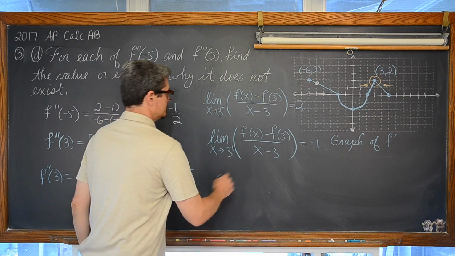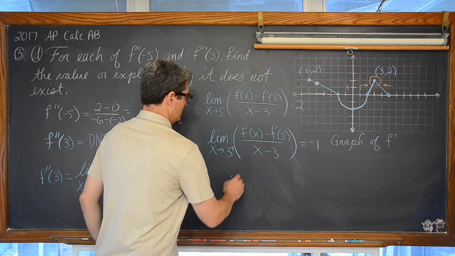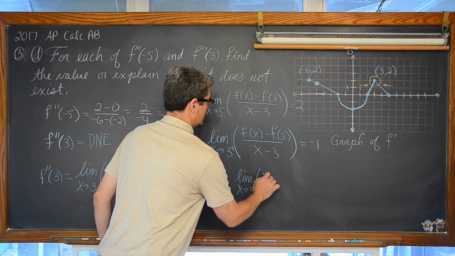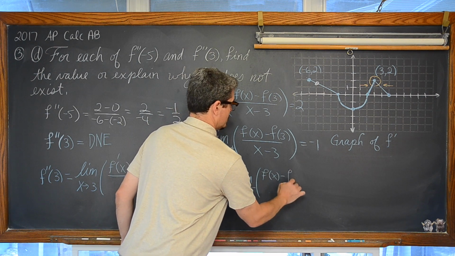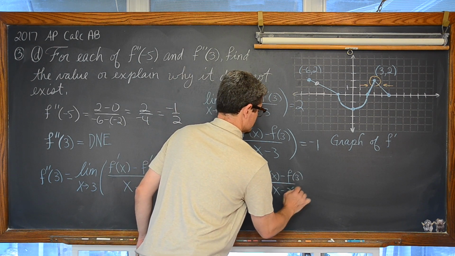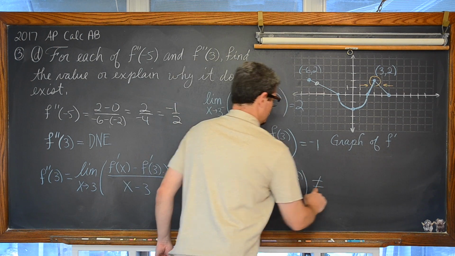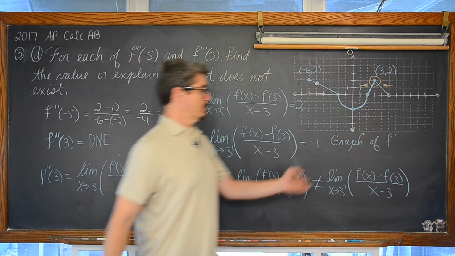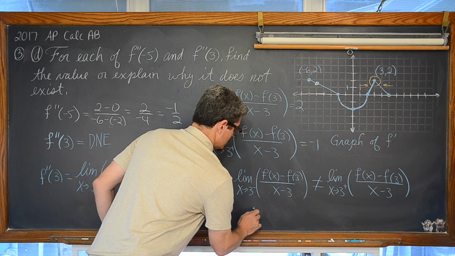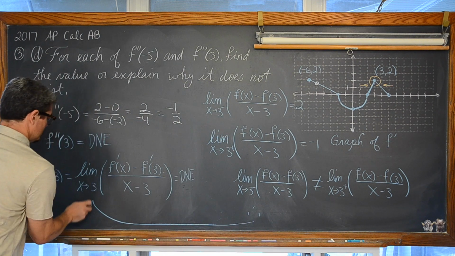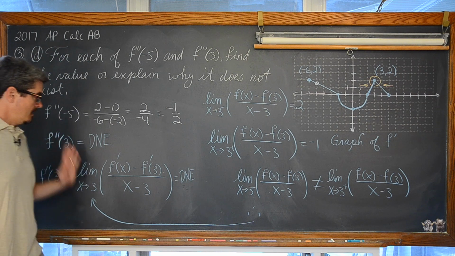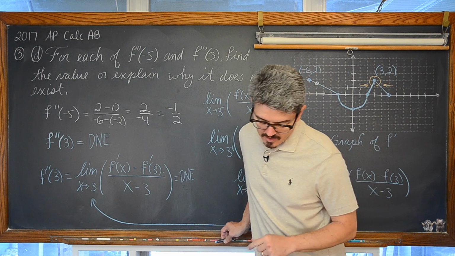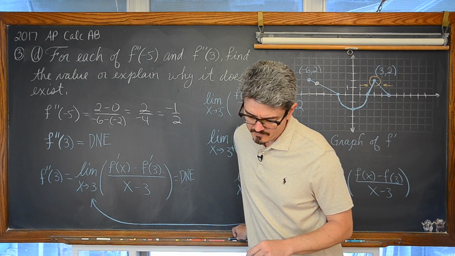Well, and I want to kind of read backwards here, but the limit as x approaches 3 from the left of f of x minus f of 3 over x minus 3, does not equal the limit as x approaches 3 from the right, and therefore the limit as x approaches 3 of the same expression does not exist, and therefore f double prime of 3 does not exist. And just want to make sure I didn't leave anything out.